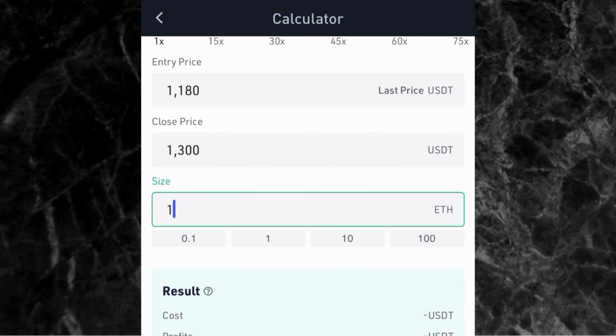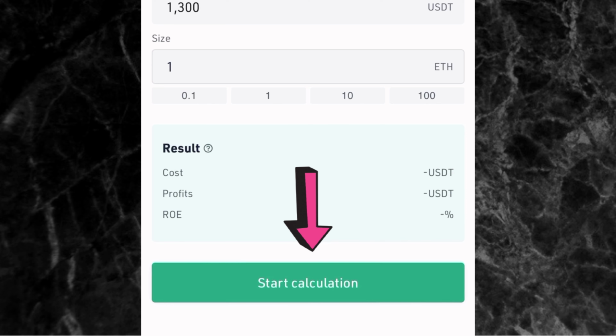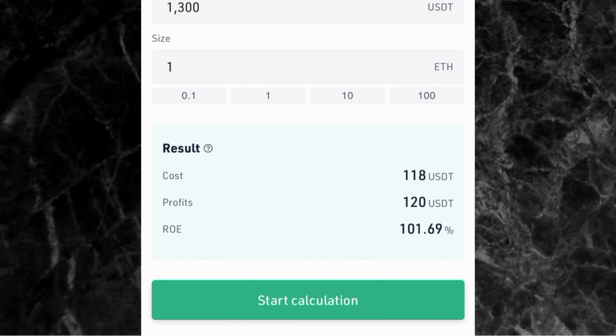So let's pick 1. And then you come here and tap on start calculation. And right here on the screen, you are going to be seeing the cost, that is the amount of money you use for the trade, which is just 118 USDT. Your profit is 120 USDT and the ROE is 101.69%. This means that if you enter this trade, you will be making 120 USDT as your profit. That's the meaning.